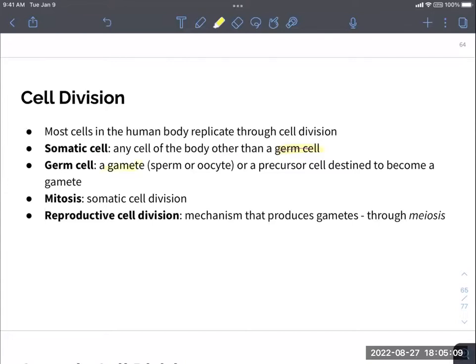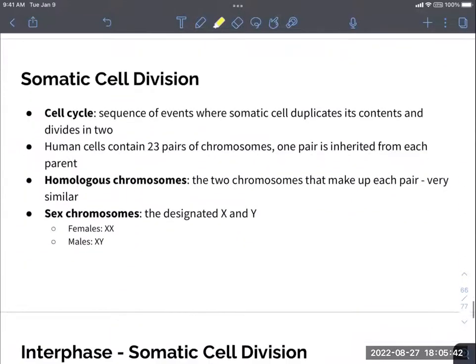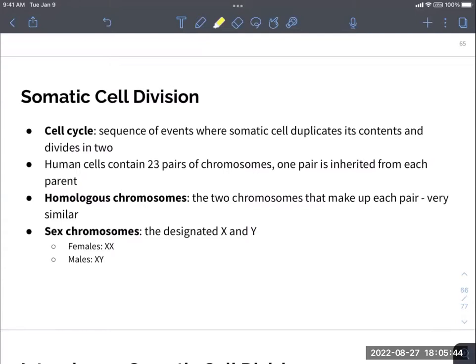And a germ cell is a gamete, like the sperm or the oocyte, or any cell that is destined to become a gamete. You'll learn more about those when we get to the reproductive system and anatomy too. Cell division can happen through mitosis, and this is how somatic cells reproduce, or reproductive cell division. So those sperm and oocytes actually go through meiosis. So somatic cell division is when we duplicate everything inside of one cell and we form 2 cells with it.